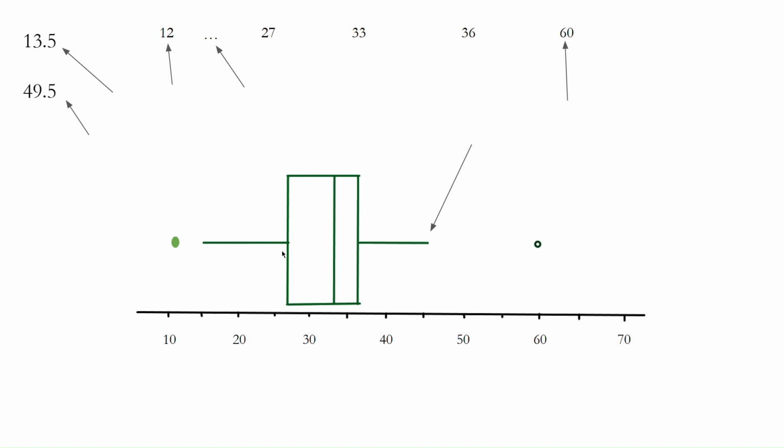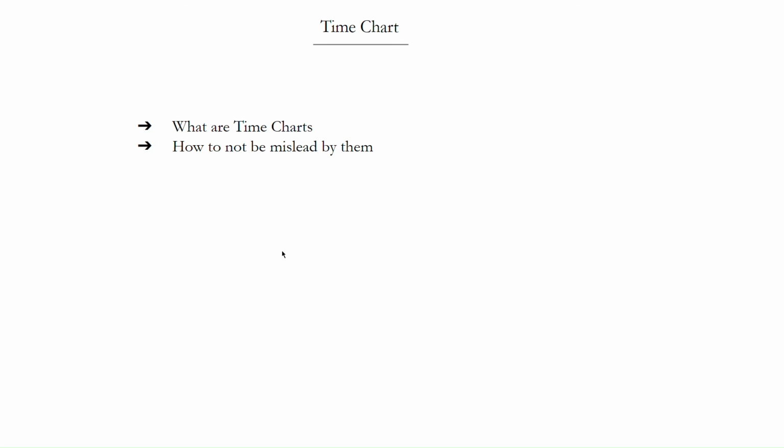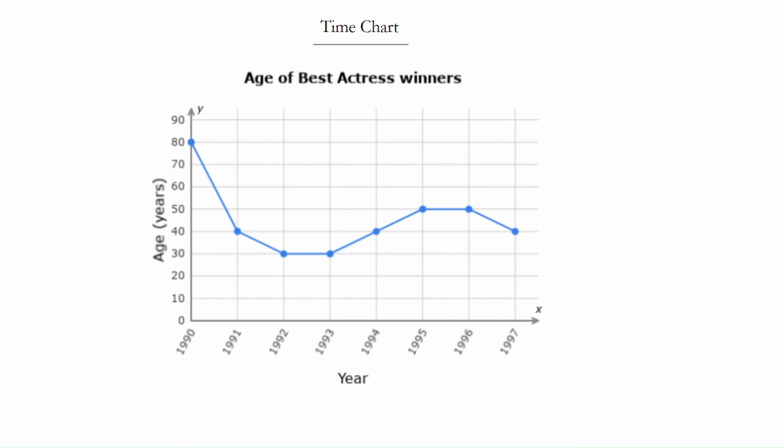And coming to our last chapter of the day, time charts. First, let's talk about what time charts are. Time charts are actually quite simple. They show the time at the bottom, on the x-axis. It's basically like a linear graph. It's a bit similar to a linear graph. And reading a time chart is pretty simple. Just read it from left to right.